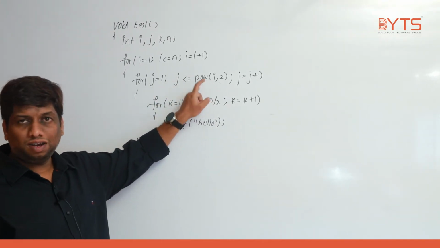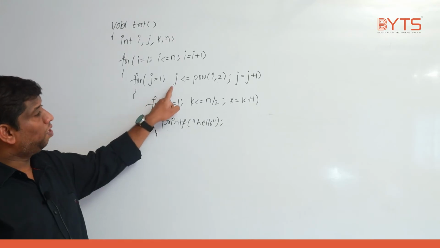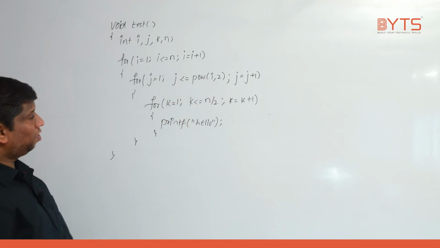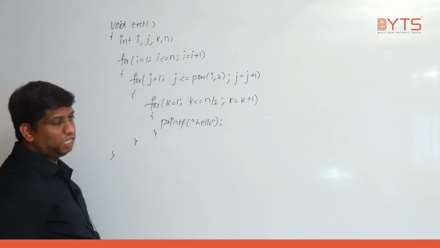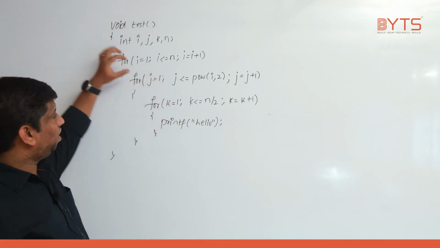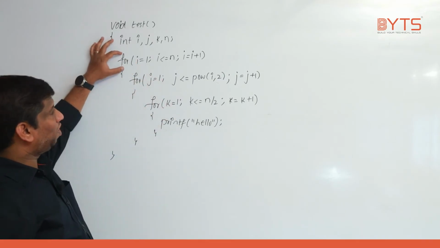J is dependent on I, right? So, J is repeated how many times? I square times. Try to understand, power of I comma 2 means I square times. And for the outer loop, I is repeated how many times? N times.